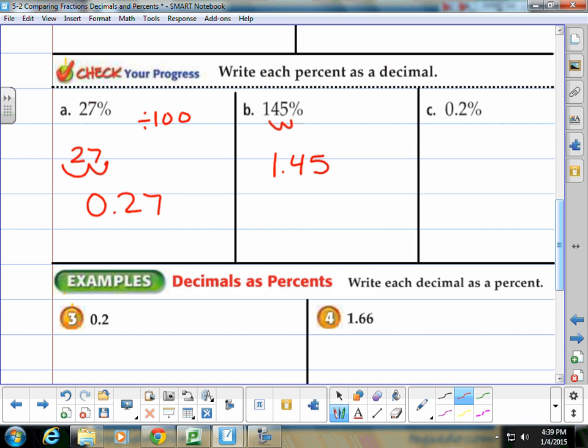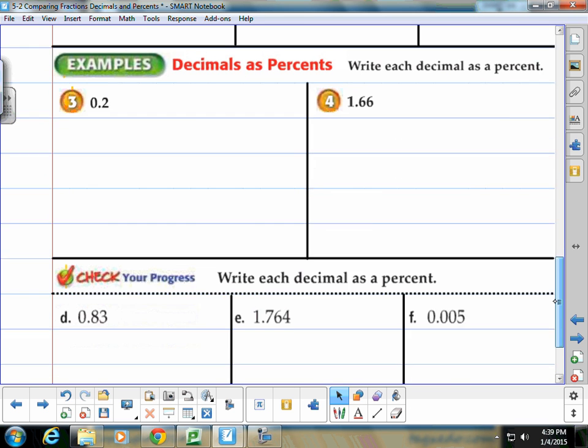Same thing here. This one's a little different. Notice this is 2 tenths of a percent. The decimal's here, it's not here, so I need to move from where it is. Divide by 10, 100. I'm going to have to fill in with zeros here. And this is actually the same as 2 thousandths. Okay?